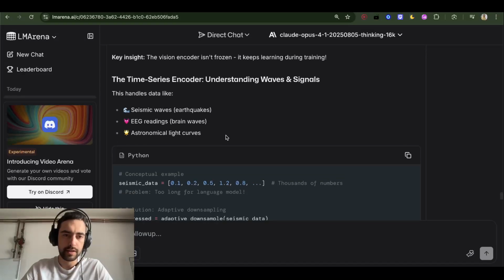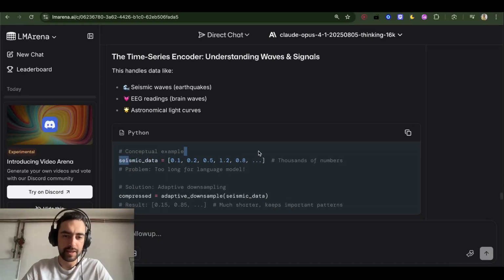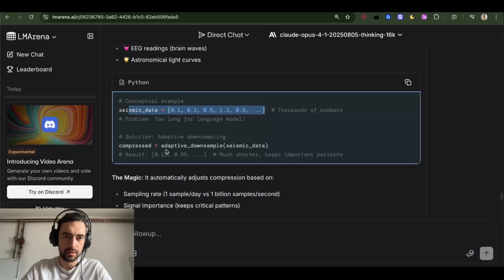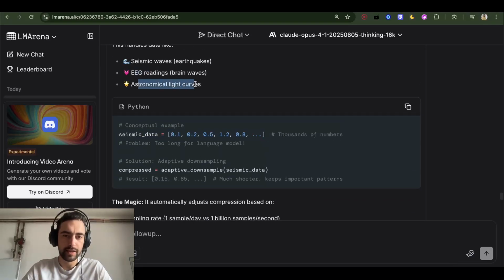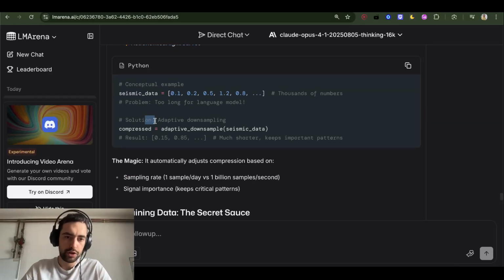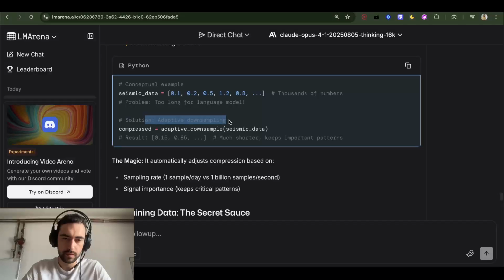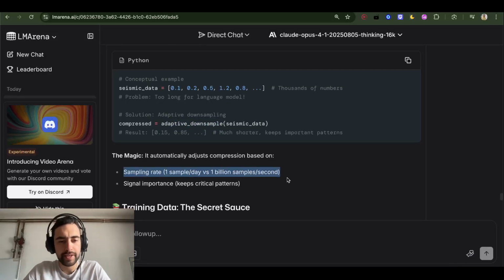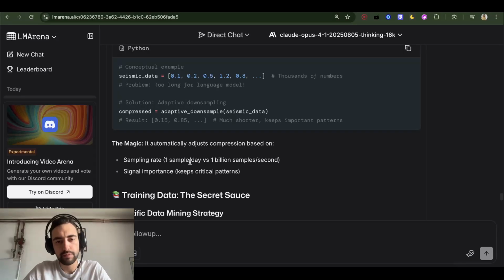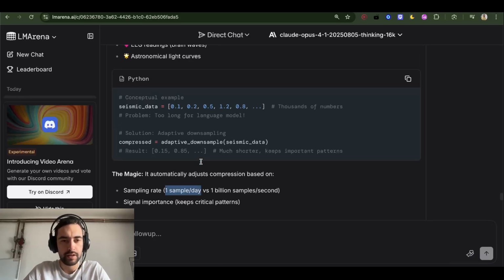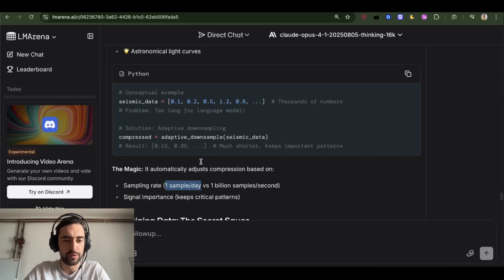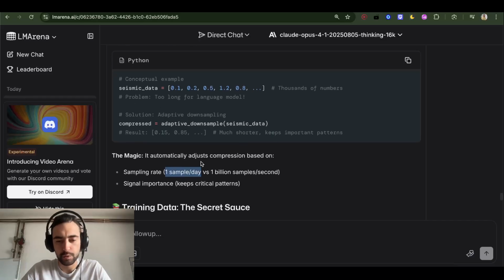Then we have time series data, like seismic data, these are numbers, or we have EEG readings or astronomical light curves. So the solution is adaptive downsampling. From a long vector, we create a small vector. I'm guessing this is a neural network, or it can also be programmatic. So I think it can be both. Not sure which one they use though. For example, if you have 1 billion samples per second, you can just take one sample per day. I guess you need to take representative samples. So either your data can be handled automatically or programmatically, or if you need a neural network, maybe for some type of data, you can build that as well.